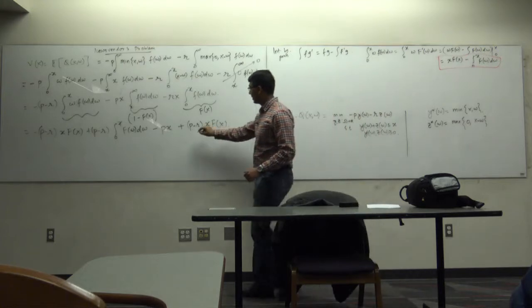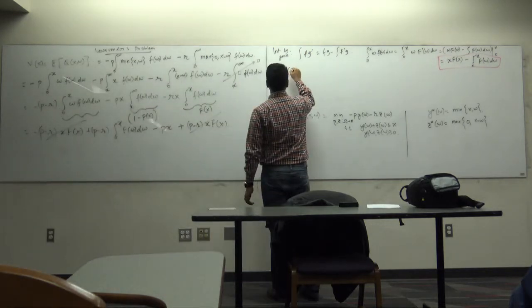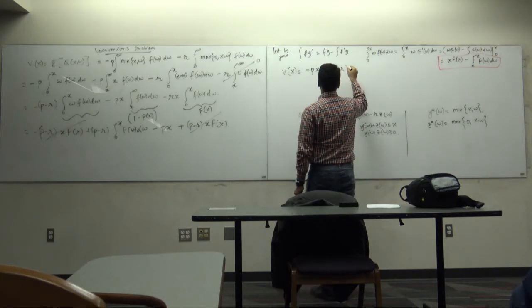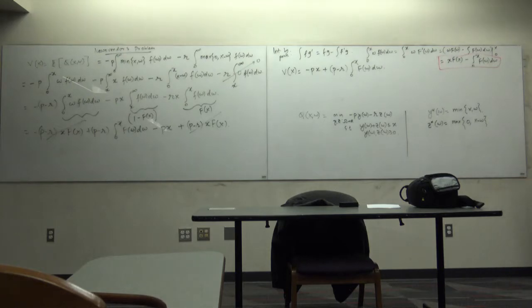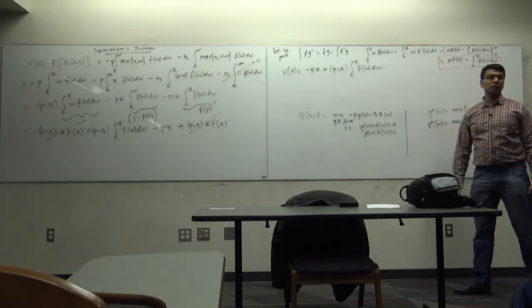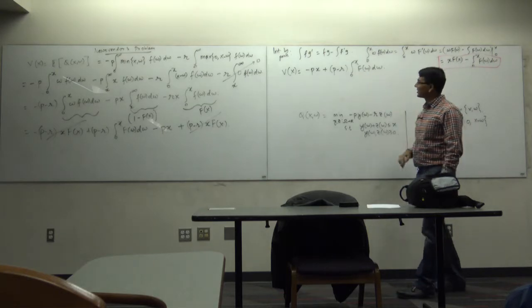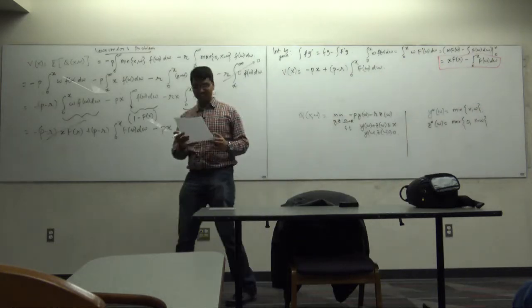Okay, we have another cancellation. This term cancels with this term. And now we get the value function v(x) as minus px plus p minus r integral of f(omega) d omega. Okay. Is that a cumulative distribution function? Yeah, this is a cumulative distribution function. Maybe you can find some operational meaning to what cumulative distribution function.